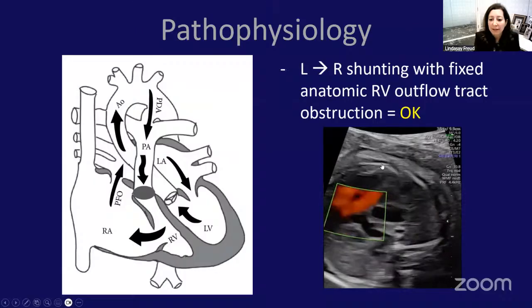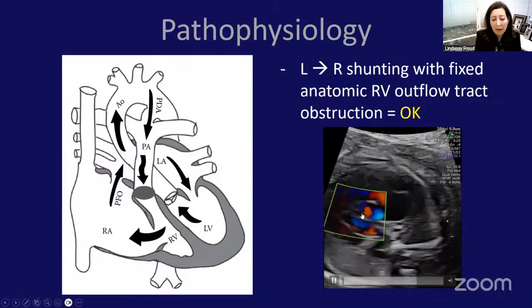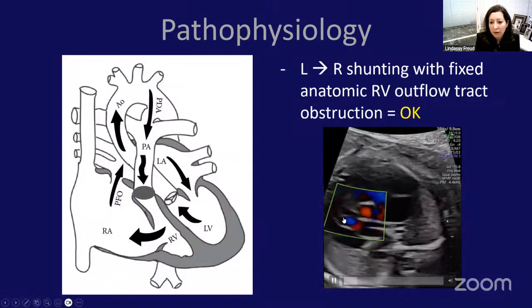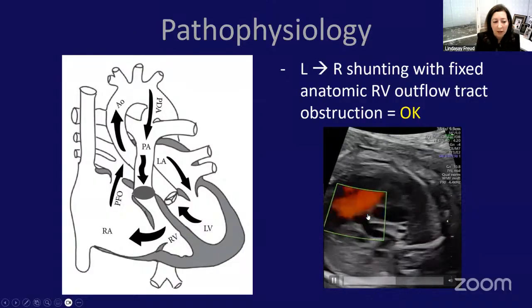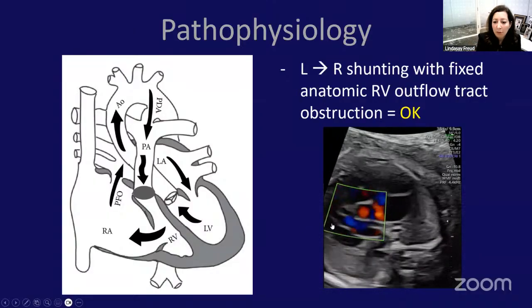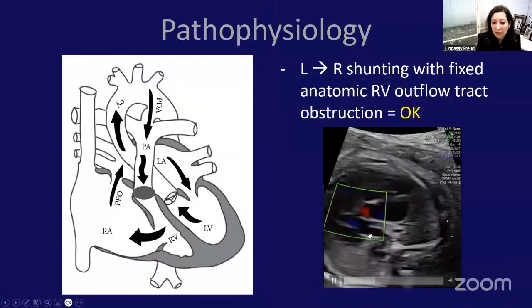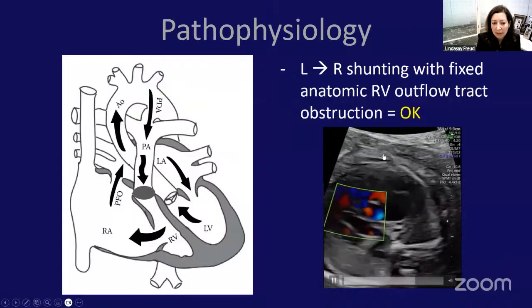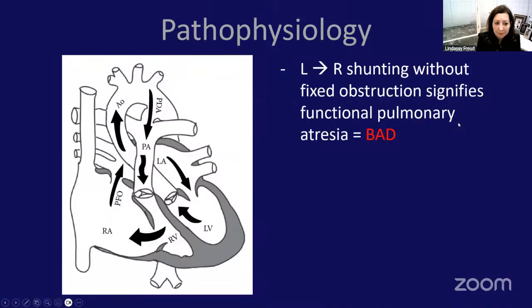And here's an example here where, by the way, this can be difficult to discern, but this was actually in an atretic membranous pulmonary valve. And you can see here coming in all of that duct with retrograde shunting.